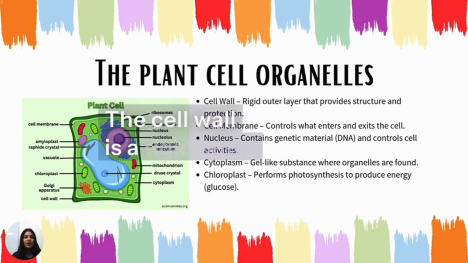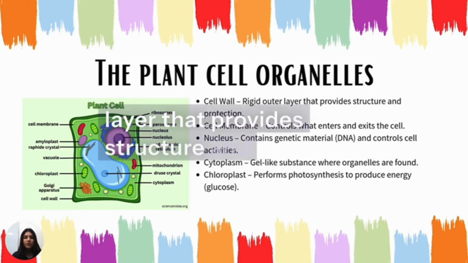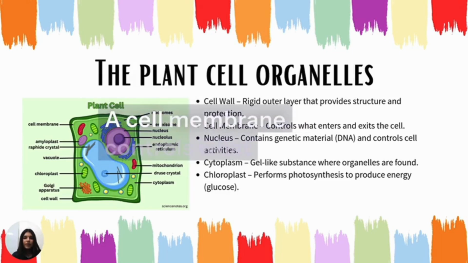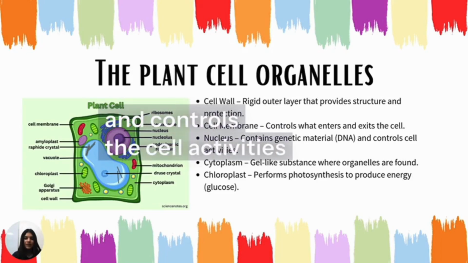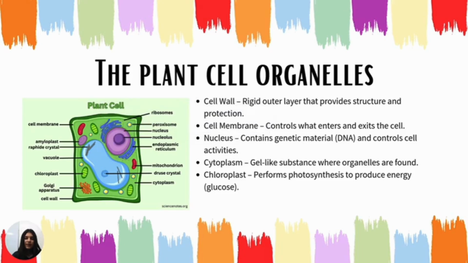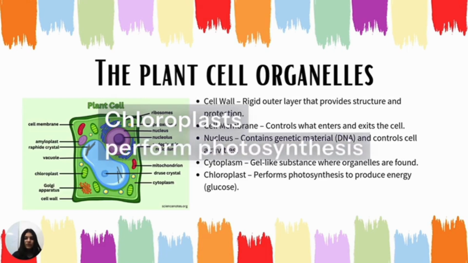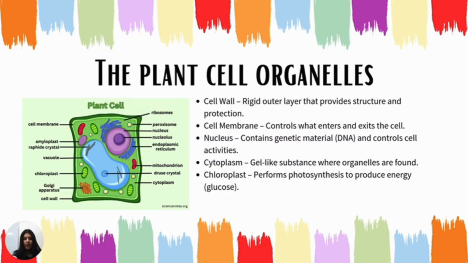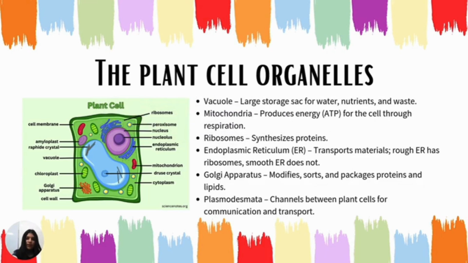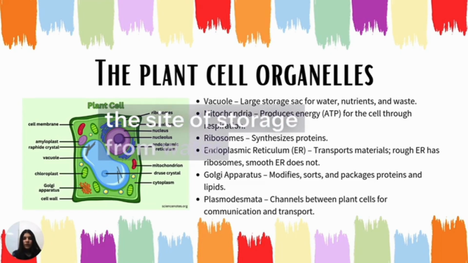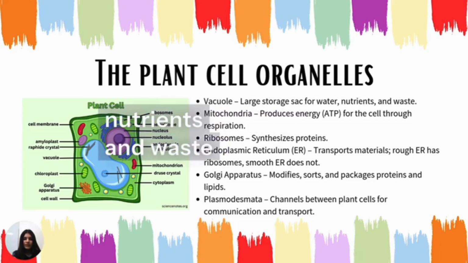The cell wall is a rigid outer layer that provides structure and protection to the cell. The cell membrane controls what enters and exits the cell. The nucleus contains the genetic material, DNA, and controls the cell activities. The cytoplasm, a gel-like substance where organelles are found. Chloroplast performs photosynthesis and produces energy in the form of glucose. The vacuole is the site of storage for water, nutrients, and waste.